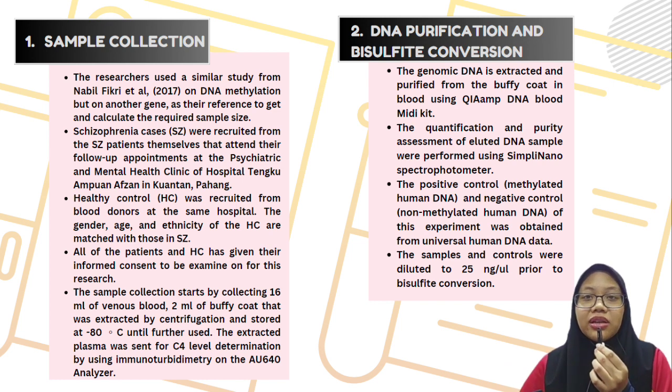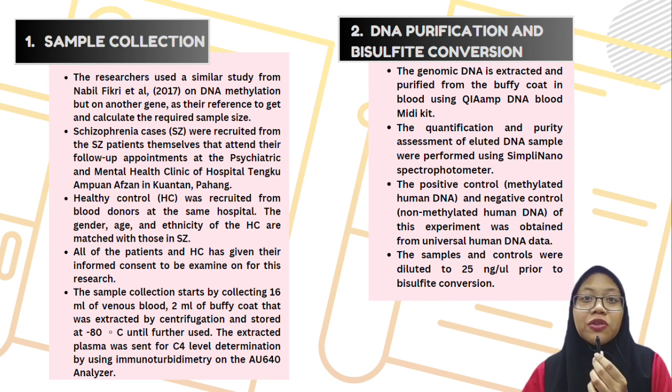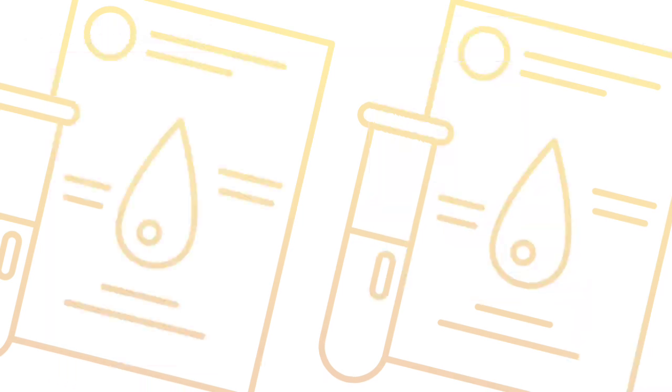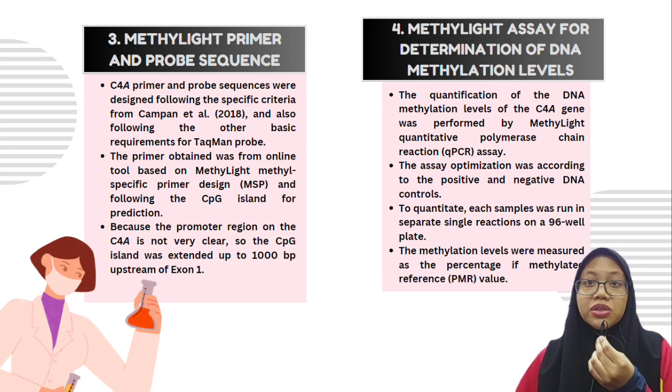Next, the genomic DNA is extracted and purified from the Buffy-coat in blood using a kit. The quantification and purity assessment of eluted DNA sample were performed. The samples and controls were diluted to 25 nanogram per microliter prior to bisulfite conversion. Then, the C4A primer and probe sequences were designed.